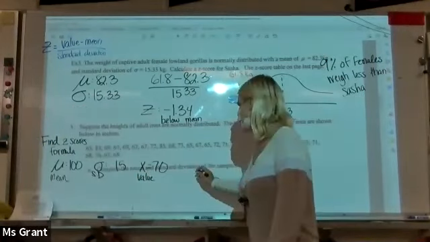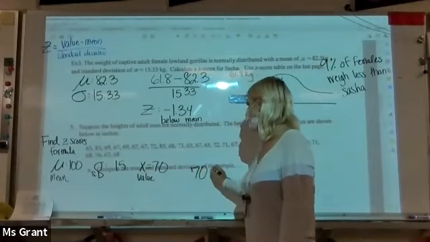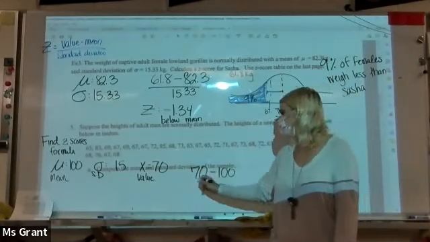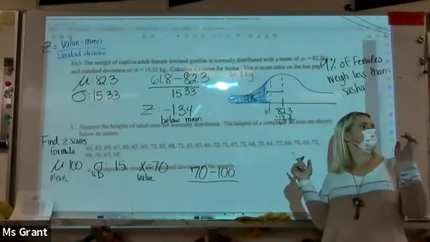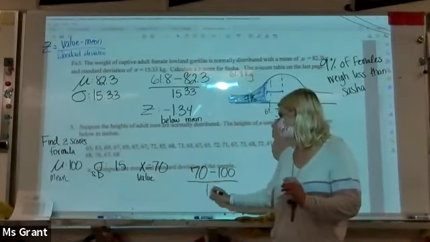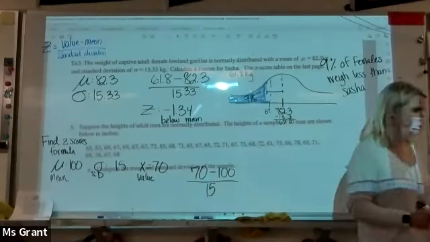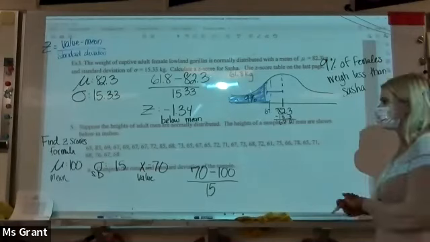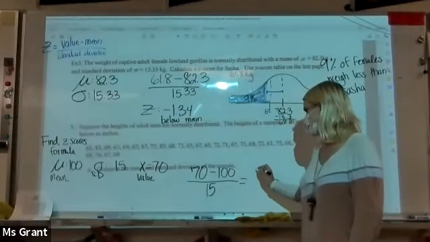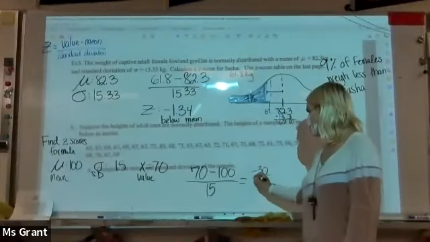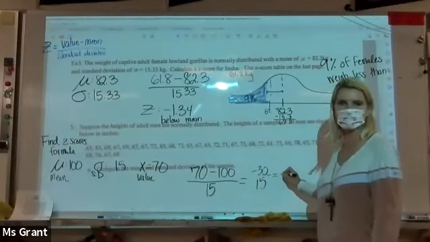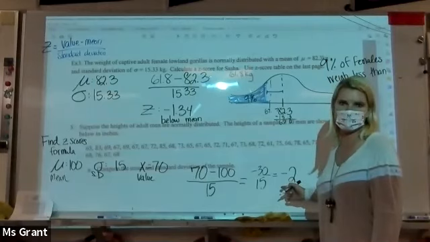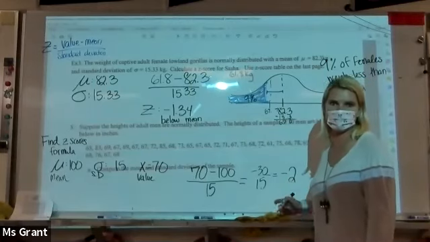So your math problem would be the value minus the mean, divided by 15. So if given a problem like this, -30 divided by 15, that's an easy integer problem. 2 standard deviations below the average, a z-score of -2.